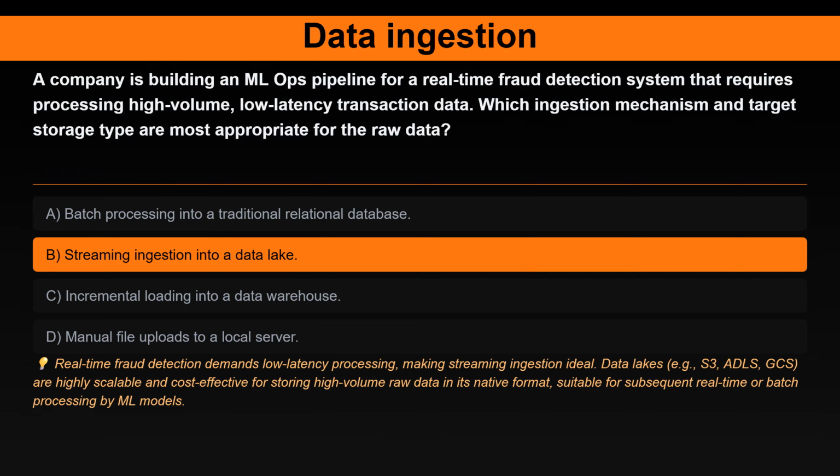The correct answer is streaming ingestion into a data lake. Here's the explanation. Real-time fraud detection demands low-latency processing, making streaming ingestion ideal. Data lakes, e.g. S3, ADLS, GCS, are highly scalable and cost-effective for storing high-volume raw data in its native format, suitable for subsequent real-time or batch processing by ML models.